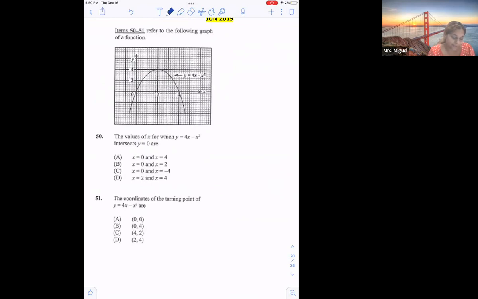The value of x for which y equal to 4x minus x squared intersects y equal to 0, but that is the x-axis. It's 0 and 4. The coordinates of the turning point, 2, 4. This is the turning point. This is the point where the curve turns.